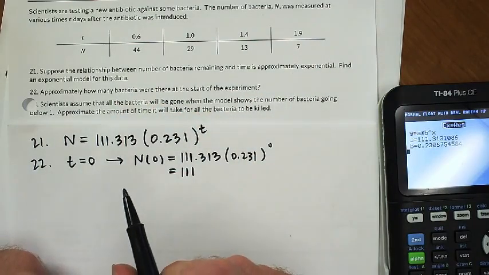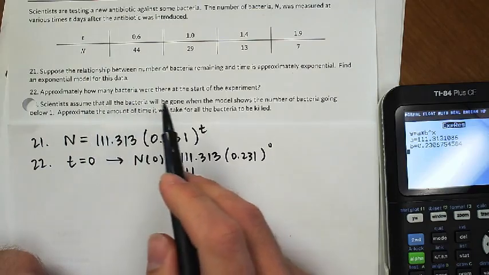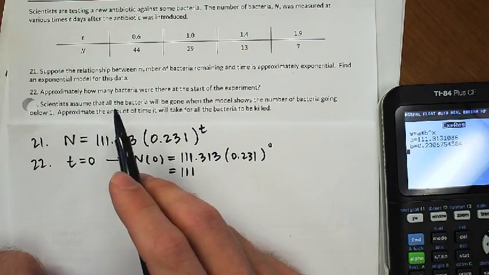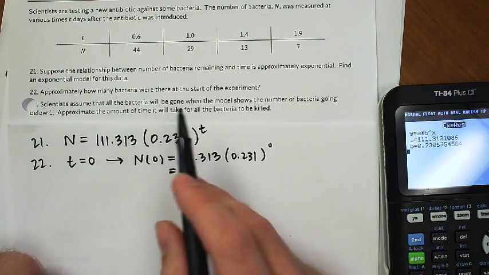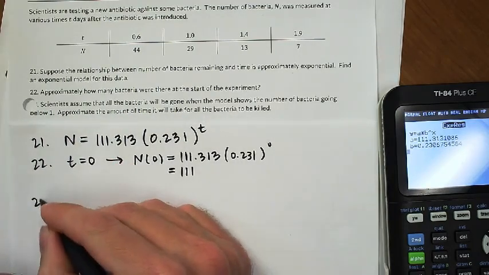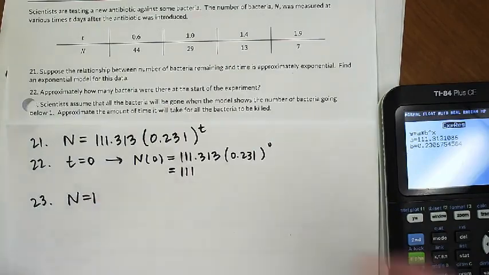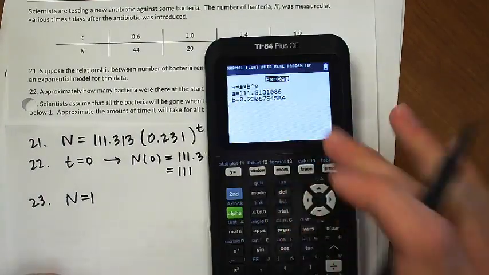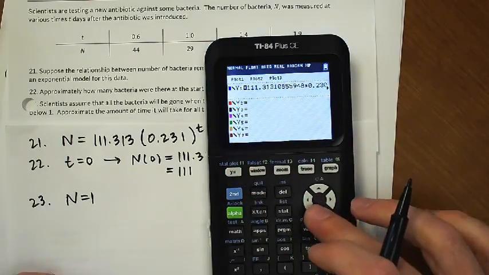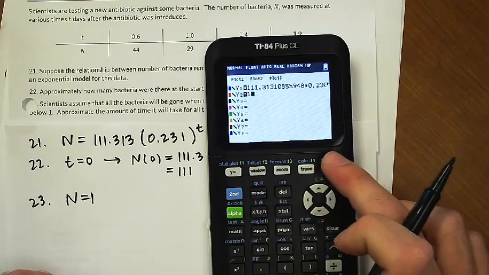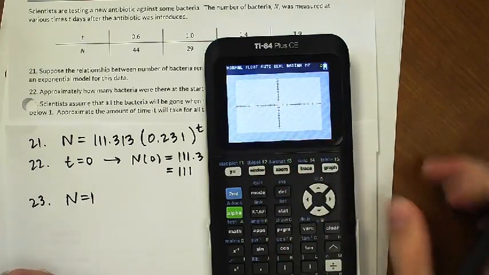Scientists assume all the bacteria will be gone when the model shows the number of bacteria going below 1. Approximate the amount of time it will take for all the bacteria to be killed. Okay, so I need to know where n equals 1. So I'm going to go back over here. I've already stored the regression equation into y1, and I'm going to say y2 equals 1. I'm going to zoom to the standard window.